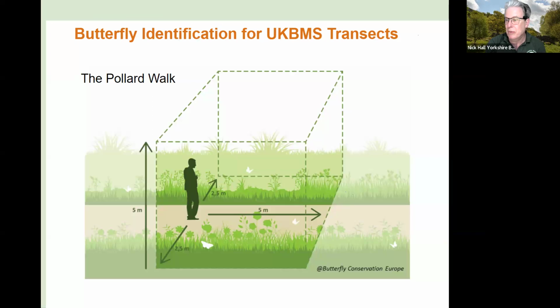And we'll just very rapidly go through butterfly identification and the transect walk, because I know there's quite a few beginners here tonight, and I think we just need to run through the Pollard Walk, which is the basis of our UK BMS transects. So basically, we're counting everything that enters this 5-meter square in front of us. So not behind us, only in front of us.